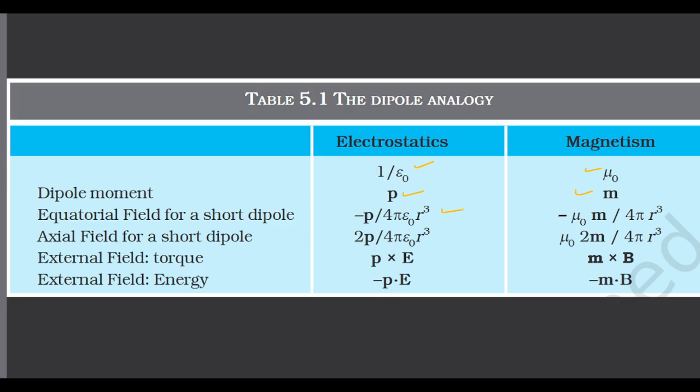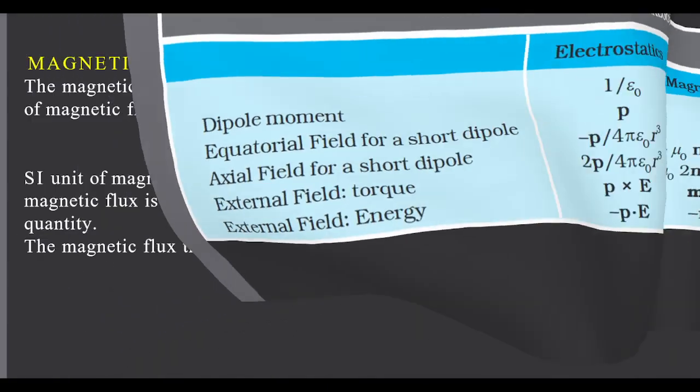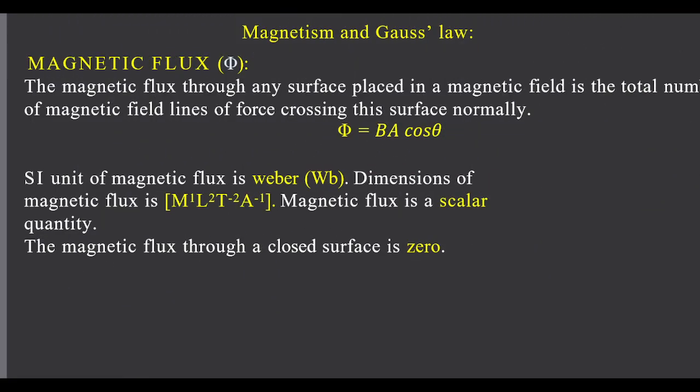Here we have the electric field for the short dipole, which is given by minus P divided by 4 pi epsilon naught r cube along the axis, and minus mu naught M divided by 4 pi r cube. Okay, so along the axis, along the equatorial, and torque, potential energy, all those things are there. You can compare.